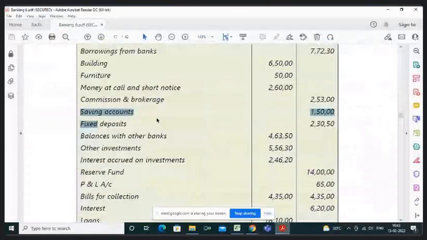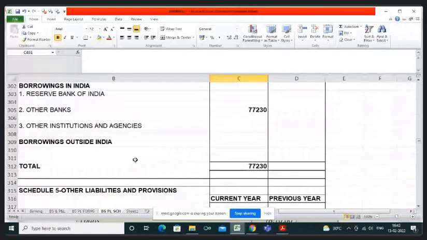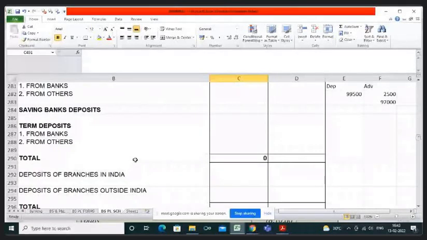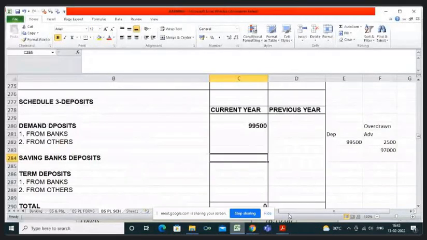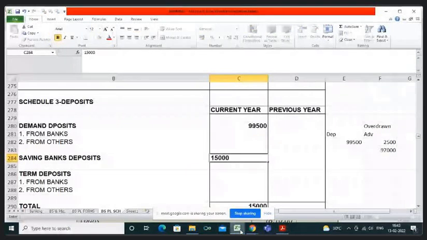Then commission and brokerage. Now we are moving on to the profit and loss schedules. Is it interest earned now? No, this is commission and brokerage. Where do we have commission and brokerage? In the other income schedule, commission, exchange and brokerage. There we will write 25,300. This is part of schedule number 14.